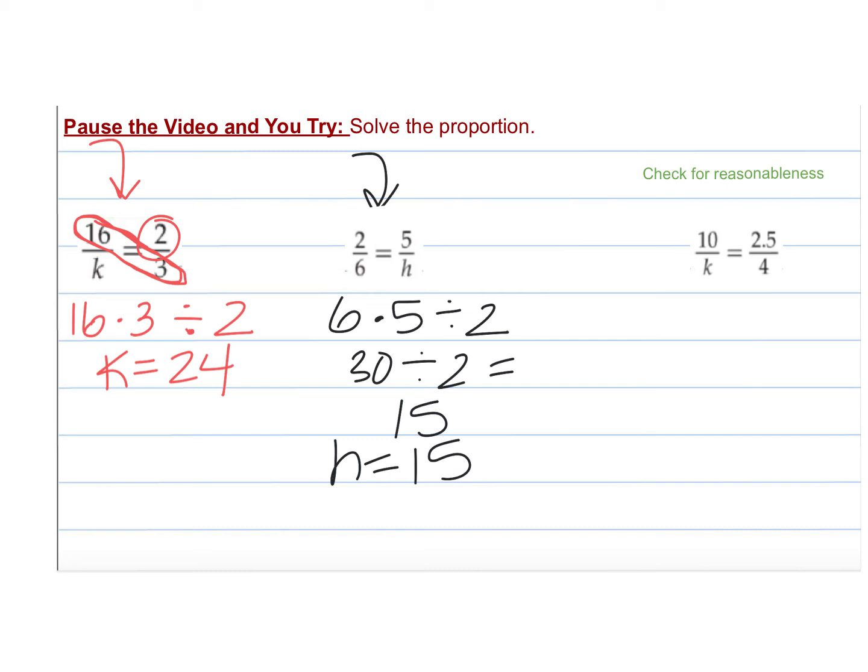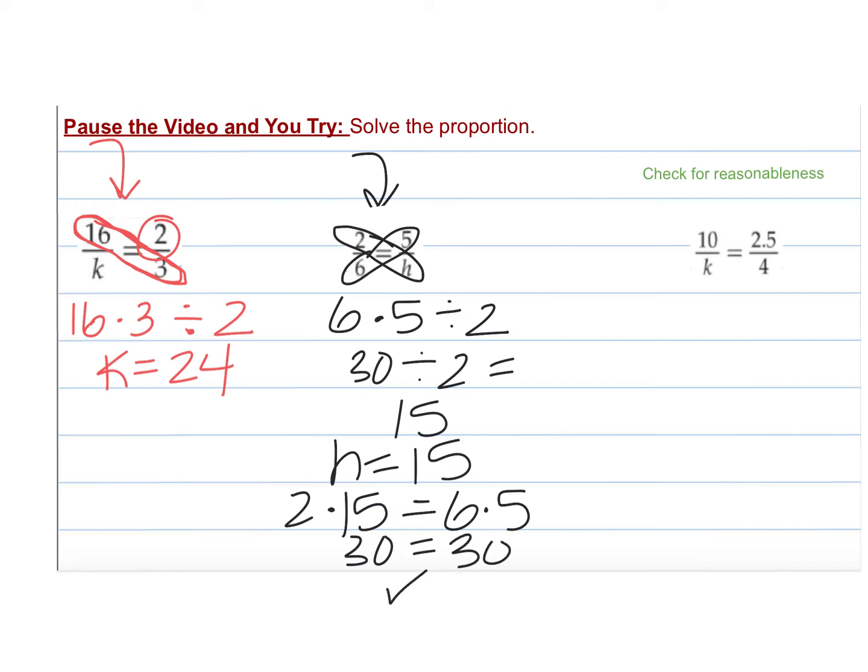And then we're going to check it, which I should have done on the last one. Let's erase this so we can actually see the problem. So we know that 2h, so 2 times 15, equals 6 times 5. 2 times 15 is 30, equals 30, so it checks, and then we circle our answer. You do this last one, come back and check.